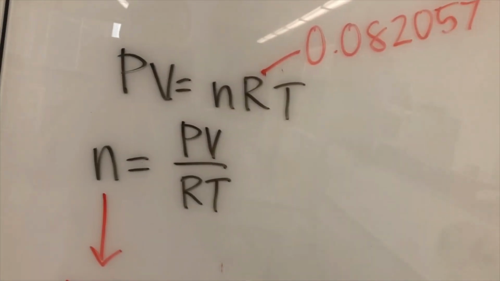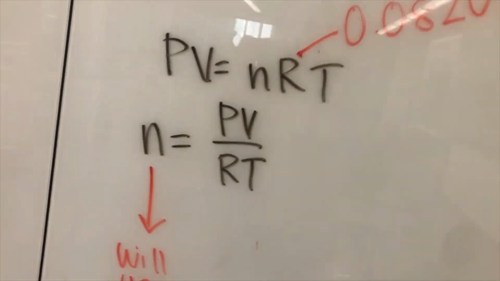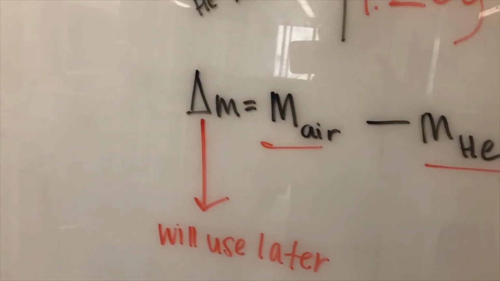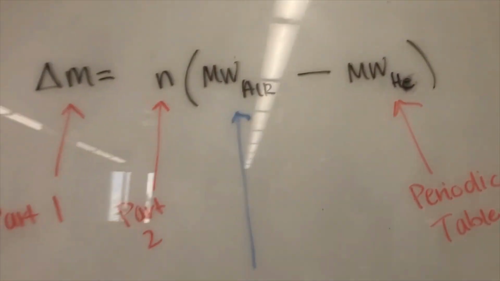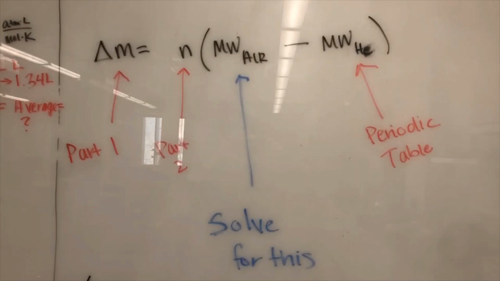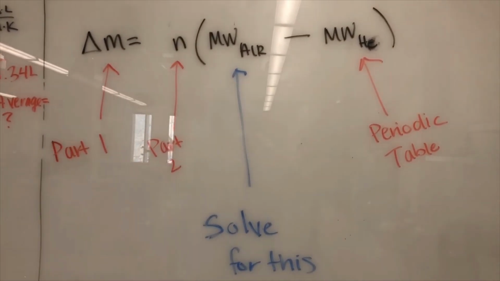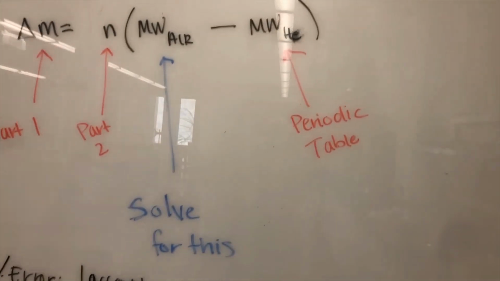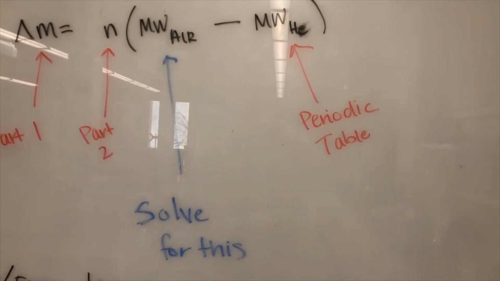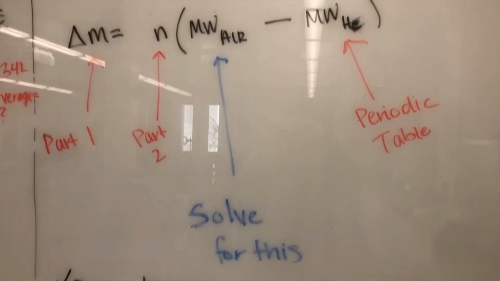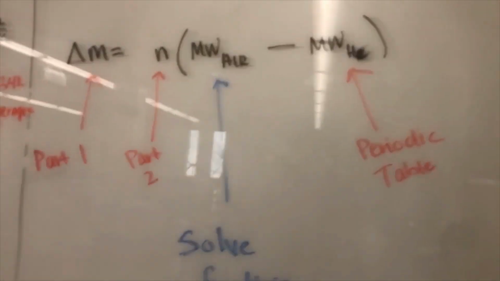N is the number of moles, and we will bring that N value and that delta M value that you calculated in part 1 and bring it all together in this final equation. So delta M is from part 1, N is from part 2, the molecular weight of helium is on the periodic table, and then you will solve for the molecular weight of air.